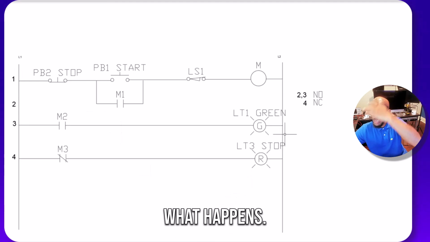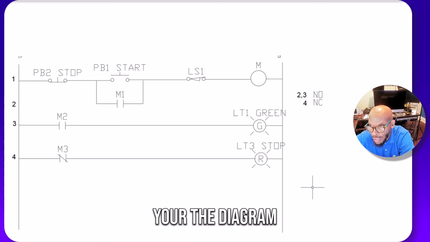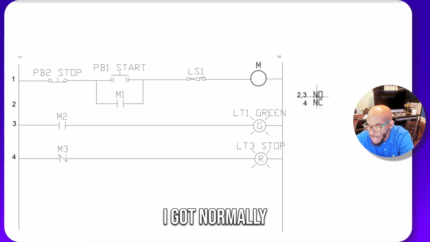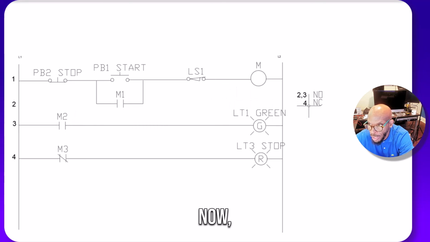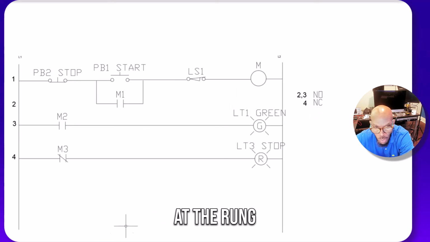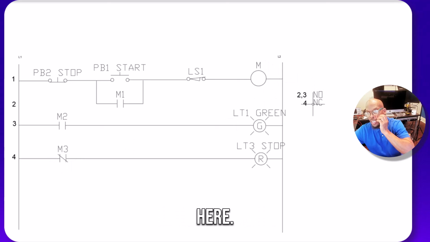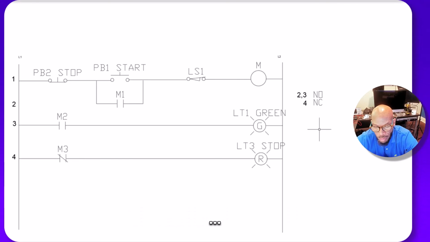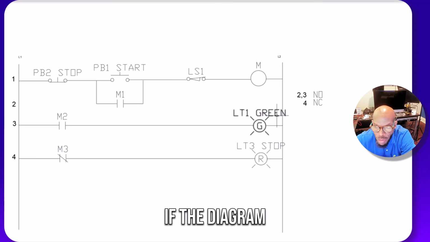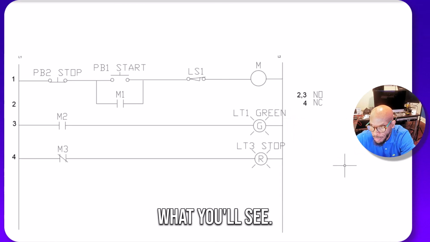So this is what happens. When you see the diagram, I know I got normally open contacts off of this relay coil in rungs 2 and 3. So if I look at rung 2, what do I got? If I look at rung 3, what do I got? Now, for normally closed, if I look at rung 4, I can find that M3. I can find that other contact that's in here. So this is how you're going to see control circuits. If the diagram is drawn properly, then this is what you'll see.